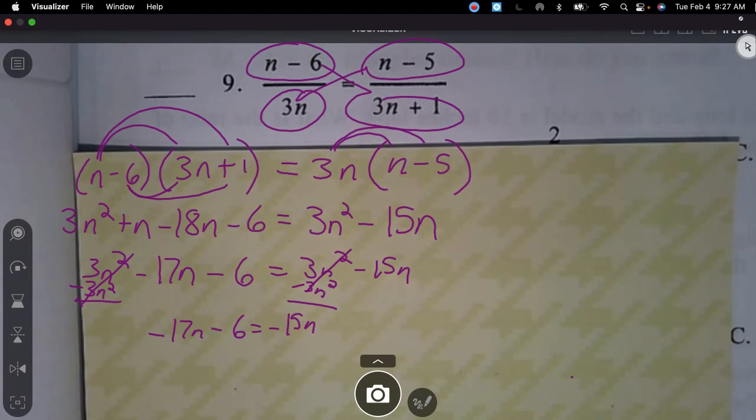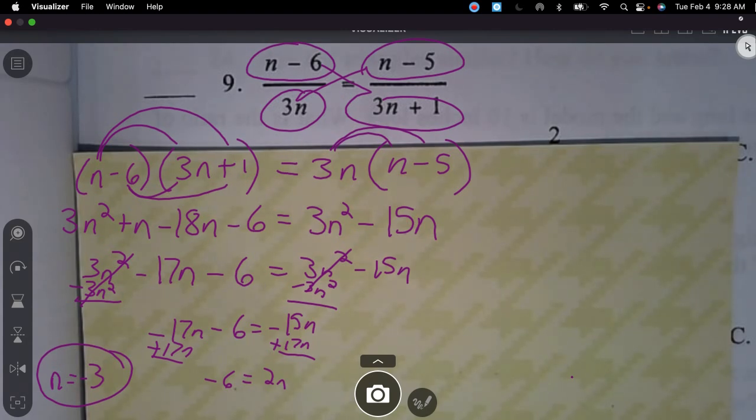Then what do I do? Subtract. Add 17n. Yeah. So I get negative 6 equals 2n. Then what? Divide by 2, and what does n equal? N equals negative 3. N equals negative 3. My guesstimation is right.